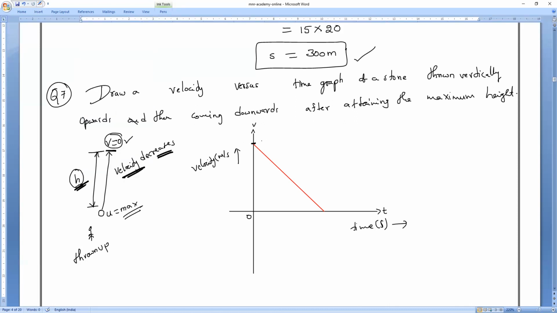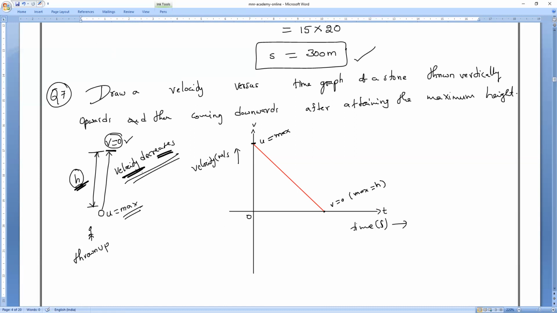Sir, do we first need to draw a linear graph only? Yes, linear, decreasing. Velocity decreases when it is going up. Velocity decreasing means like this only, correct? Yes, sir. So velocity is maximum here, and finally here what will happen? Velocity becomes 0, correct or not? When it reaches the maximum height. Clear, everybody?